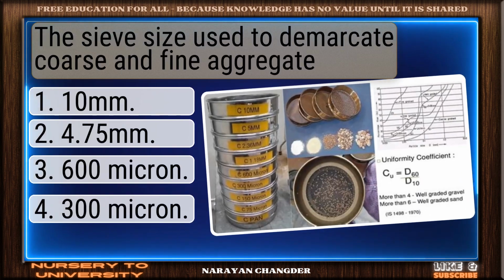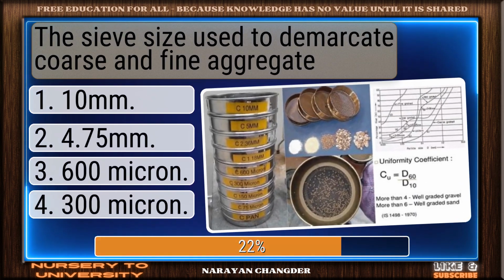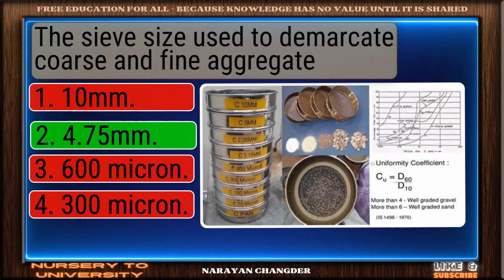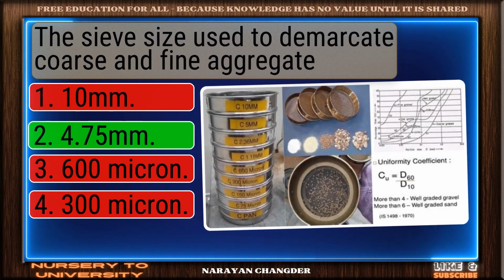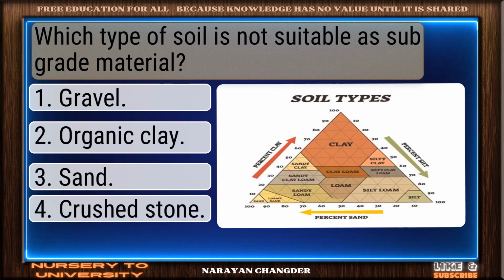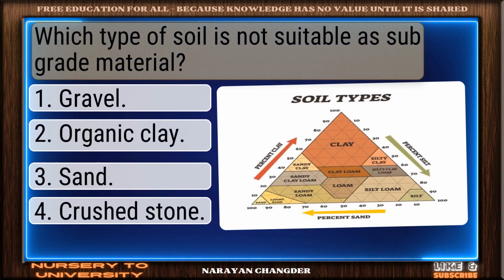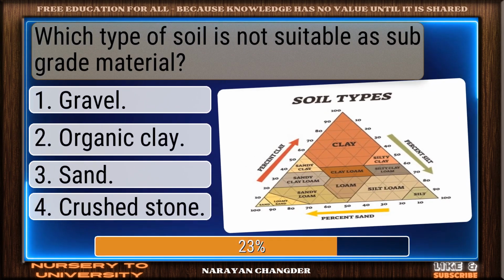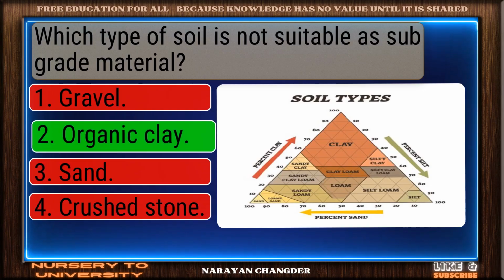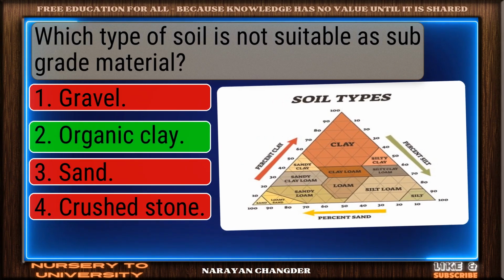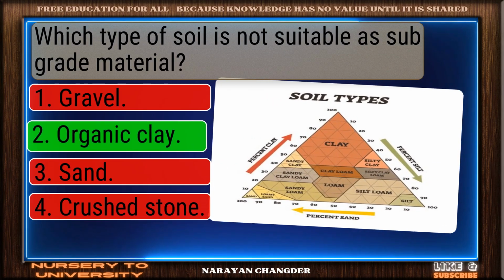The sieve size used to demarcate coarse and fine aggregate. Good thinking. 4.75 mm is the right answer. Which type of soil is not suitable as subgrade material? Good job. Your answer, organic clay, works well here.